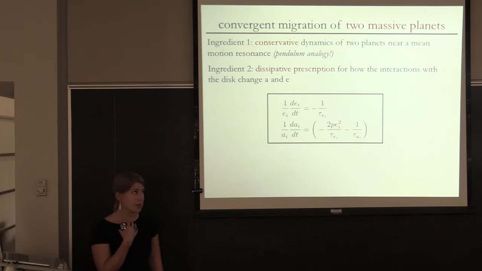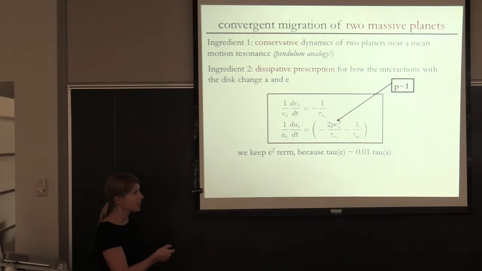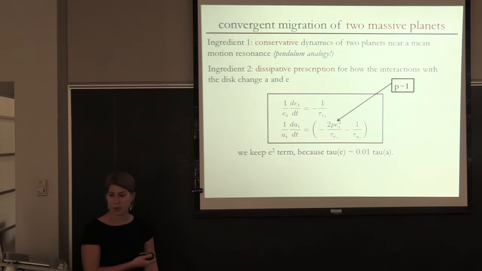And so we adopted a prescription that looks like this. So you still have exponential damping of eccentricities. There's this piece that would lead to exponential damping of semi-major axes, but then there's this coupling term. This coupling term is actually important because although the time scale for eccentricity damping is short for low mass planets compared to the semi-major axis migration time, the eccentricities are also small. So this second term can actually be large or comparable to this first term. What is P? P is just a coupling parameter that's of order unity. So if P is equal to 1, then these two terms correspond to basically eccentricity damping at constant angular momentum.